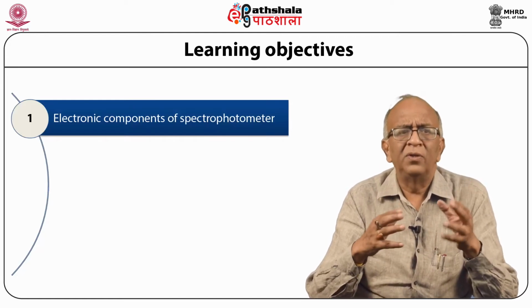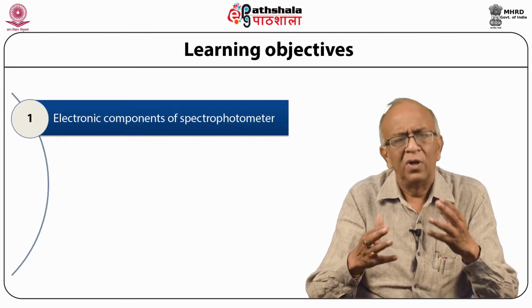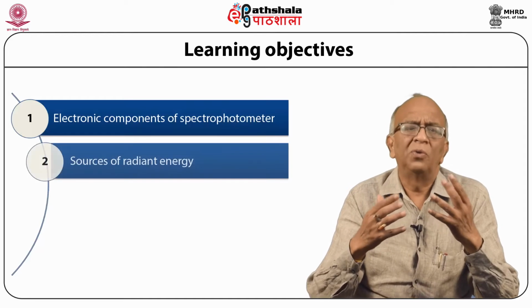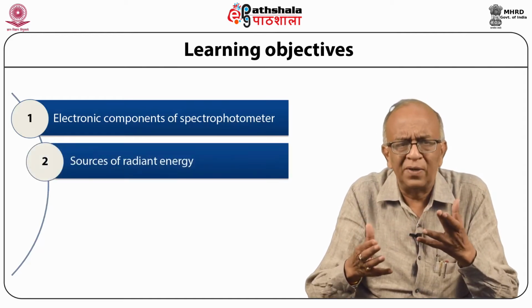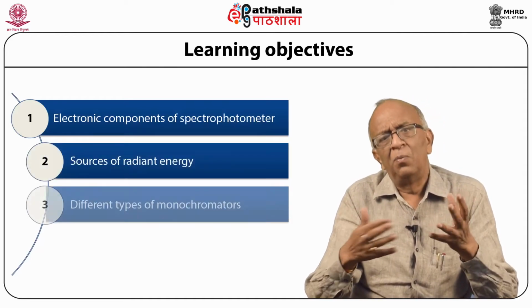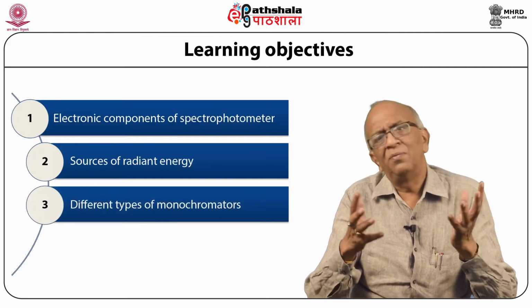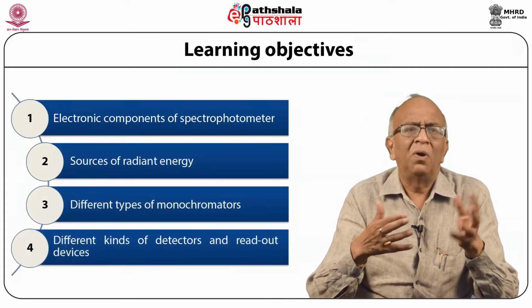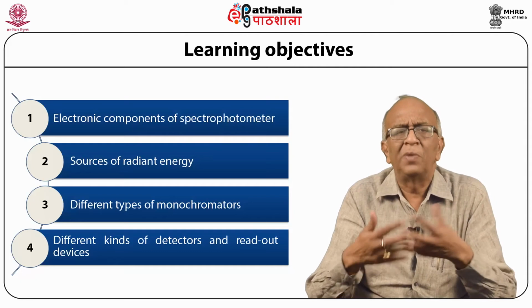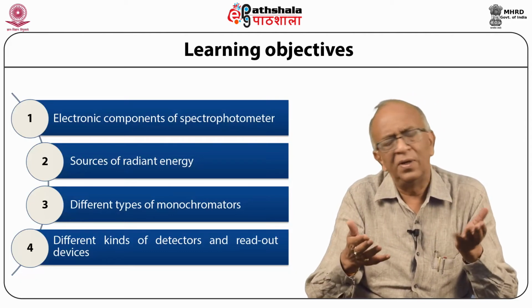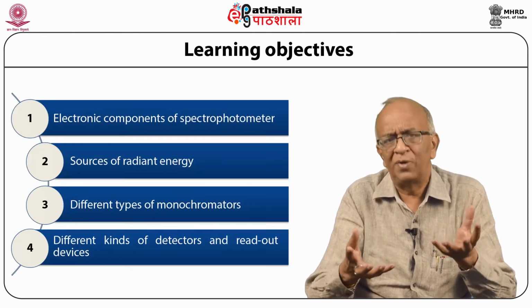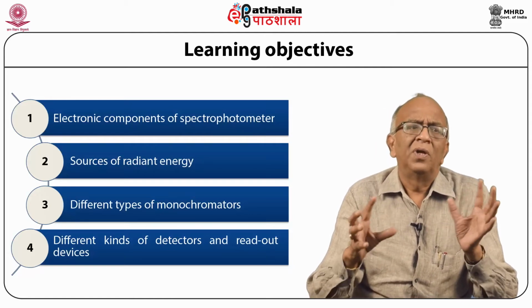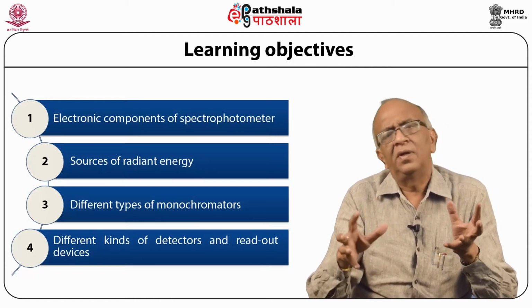These components, usually, are four. The first component is the sources of electromagnetic radiation, then monochromators, third one will be the cuvette where the sample is placed, and the last one is the readout device and its amplification. These four components we shall study here.